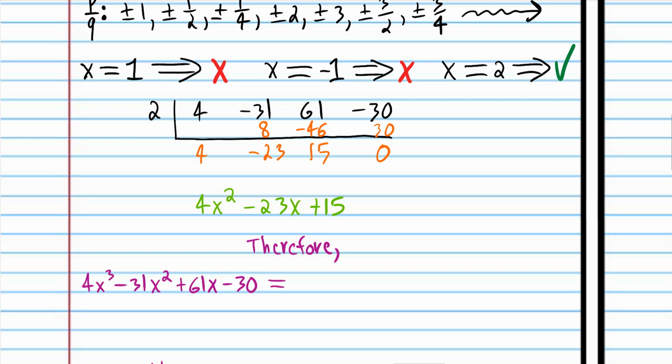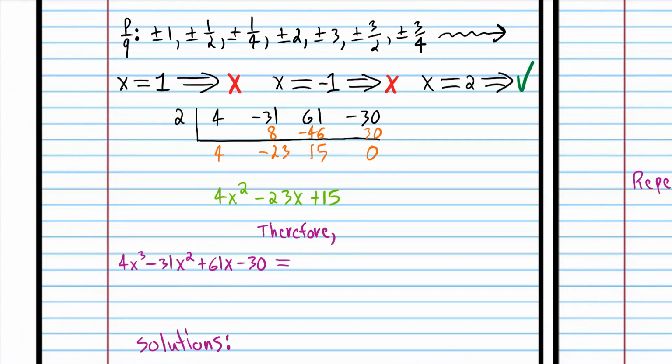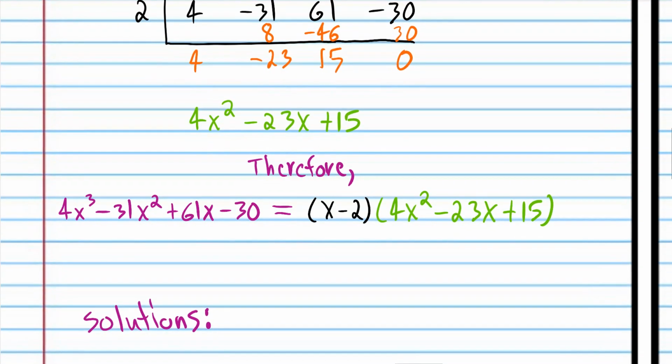Okay, we're back. So what this means is that our polynomial is equal to x minus 2 times the green 4x squared minus 23x plus 15. Now factor the green expression and then see if you can find the solutions to the original equation. When you come back, we'll do it together.